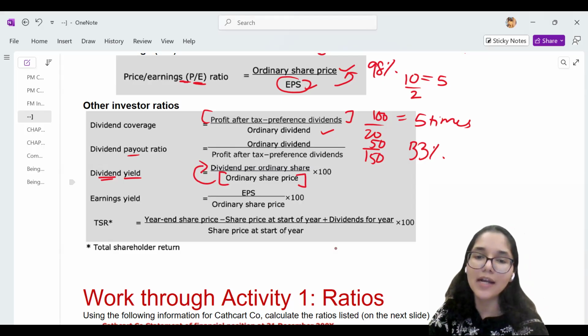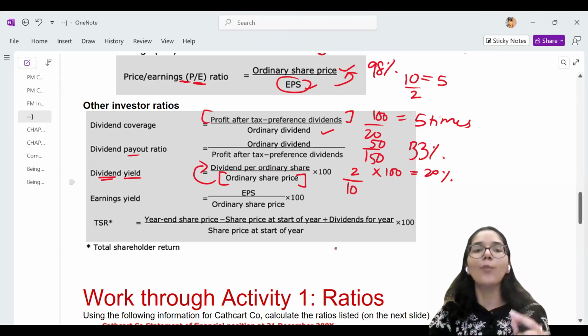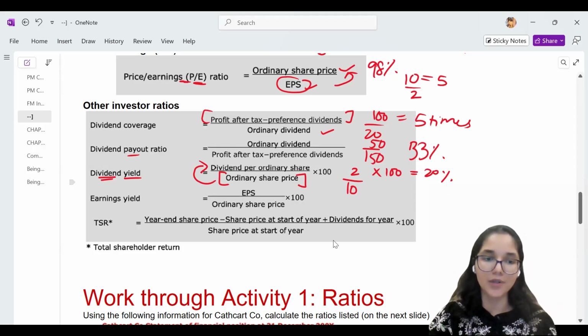So let's suppose I got the share for $10 and $2 is the dividend that I have received. That will give me a 20% dividend yield. That means for $1 that I had invested, I have gotten $0.2 as the dividend on that particular investment.